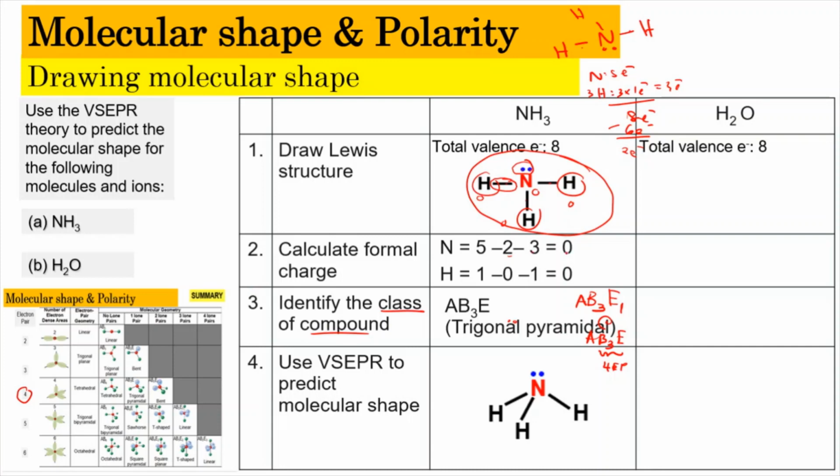Now we're going to look into the next example, which is H2O. So for H2O, we need to find the valence electron first. So 2 hydrogen is going to be 2 electrons. Oxygen is going to have 6 electrons, so 8 valence electrons altogether. So oxygen is going to be the central atom, and then we have connected 2 hydrogen, minus 4 electrons, and then we have 4 valence electrons left.